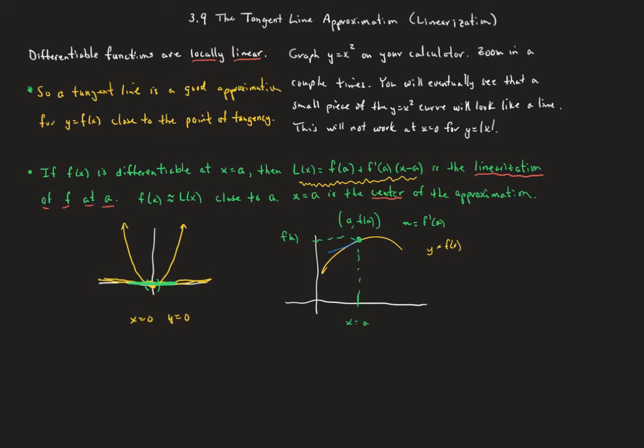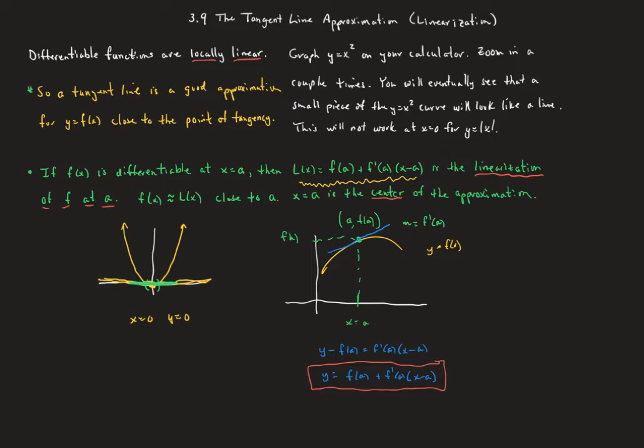So if we're talking about the equation of that tangent line, it's going to be y minus the y-coordinate of that point, which we said is f of a, is equal to the slope, which we said is f prime of a, times x minus a. And then if we just add that f of a to the other side, that's exactly what we're saying is the linearization.